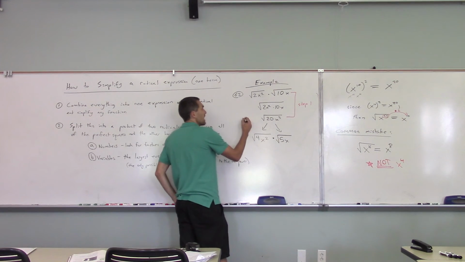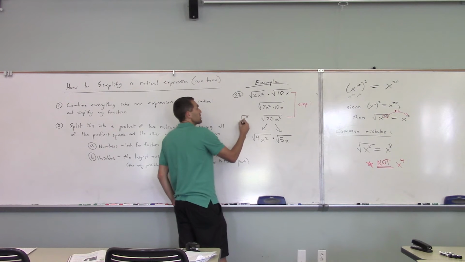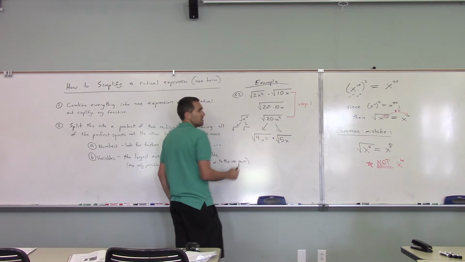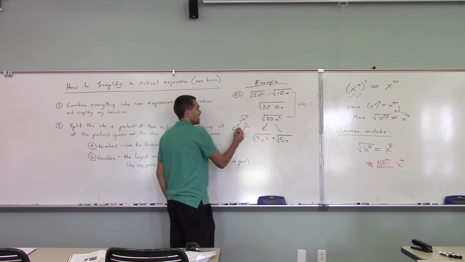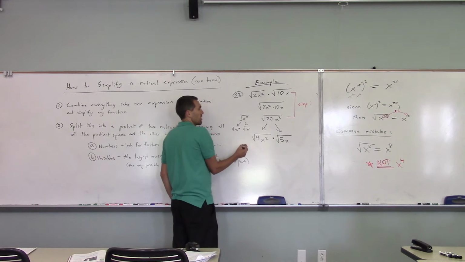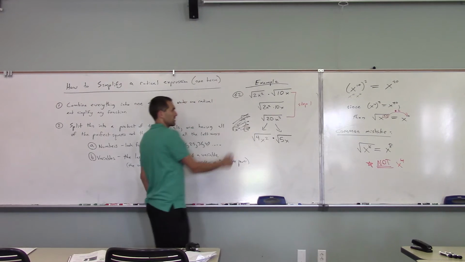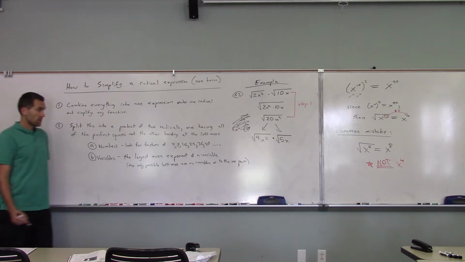Now, if this was x to the 11, how would we split it? You don't need to write this down, but how would we split it? 10 and 1. Exactly. X to the 10th is all the perfect squares, and x to the 1 is left over. Okay, that's totally separate. I just wanted to show you that. But all right, so here we go.